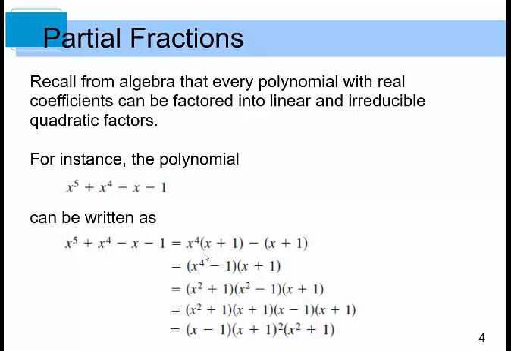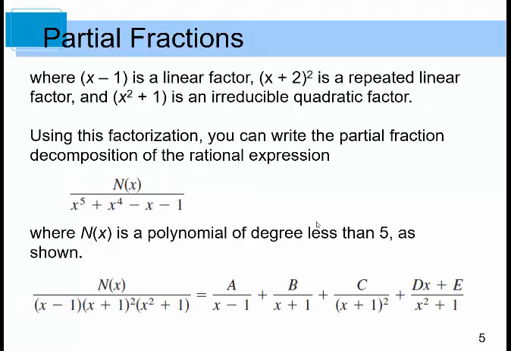So recall from algebra that every polynomial with real coefficients can be factored into linear and irreducible quadratic factors. Like for instance, if you take this, x to the 5th plus x to the 4th minus x minus 1, you can rewrite this by factoring by grouping like this. This becomes the difference of two squares, and so on. Like this right here is an irreducible quadratic factor, and these are linear terms. So where x minus 1 is a linear factor, x plus 2 is a repeatable linear factor, and x squared plus 1 is that irreducible quadratic factor I was talking about.